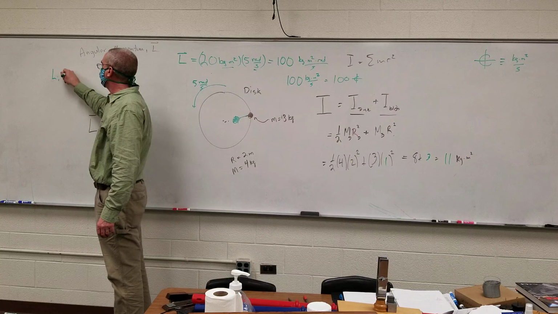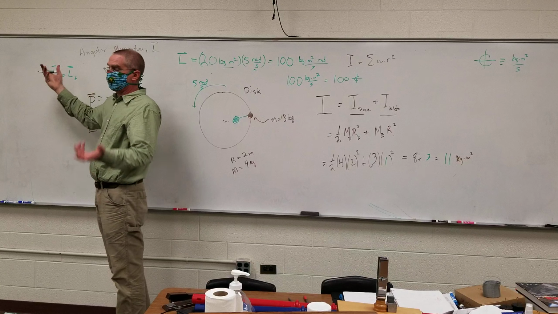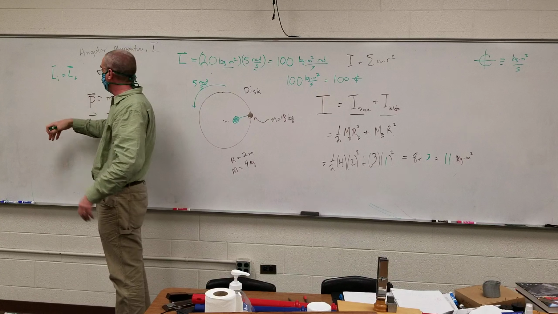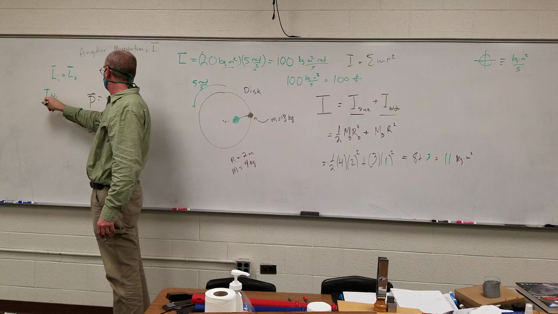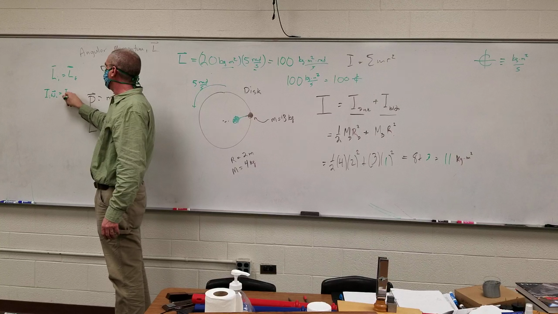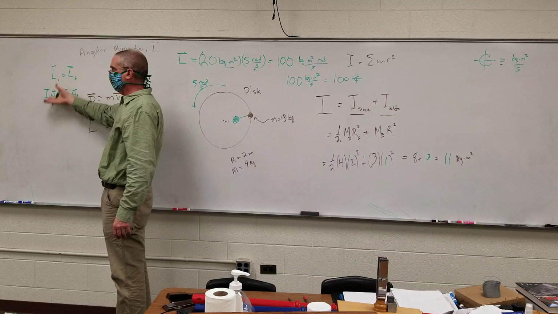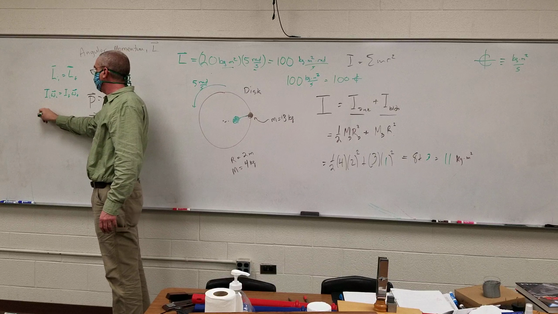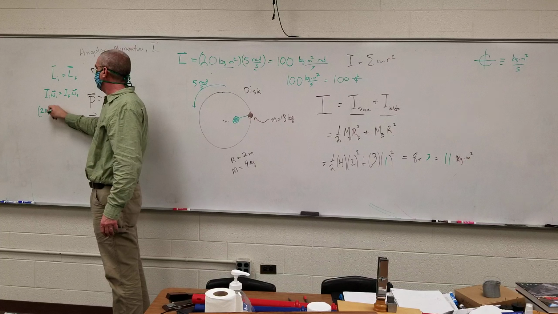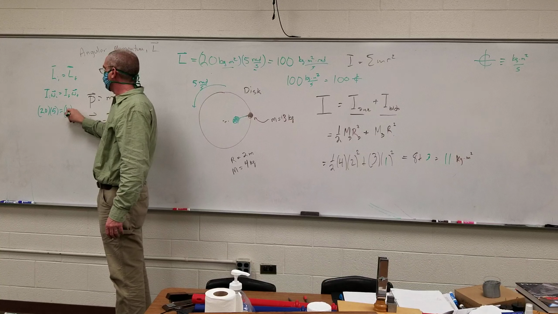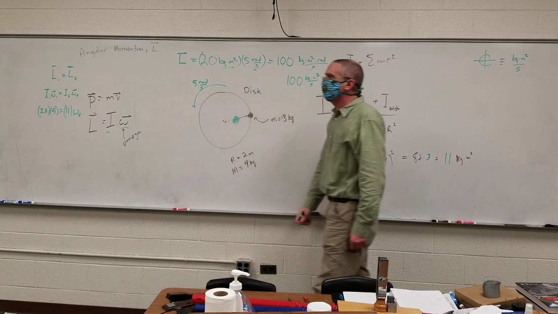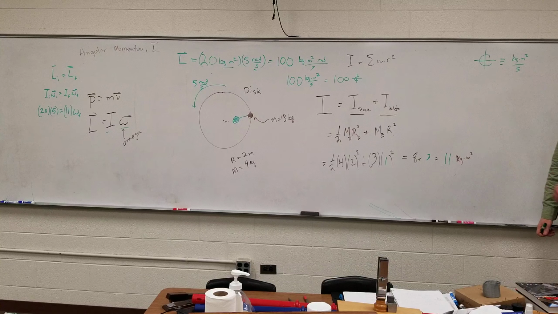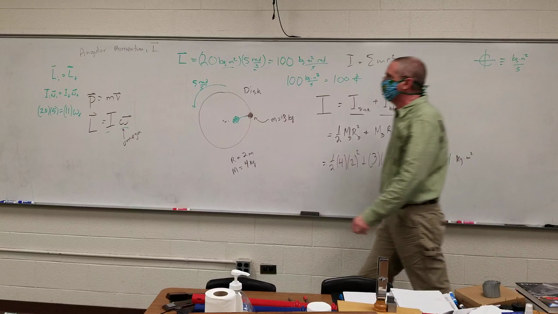So L initial is equal to L final. That's conservation. This was my I initial, omega initial, equals I final, omega final, because that's the formula. So this was 20 times 5 is equal to 11 times whatever my final angular velocity is. That's the math problem we're working with. I have my total L beforehand equal to the total L afterwards.